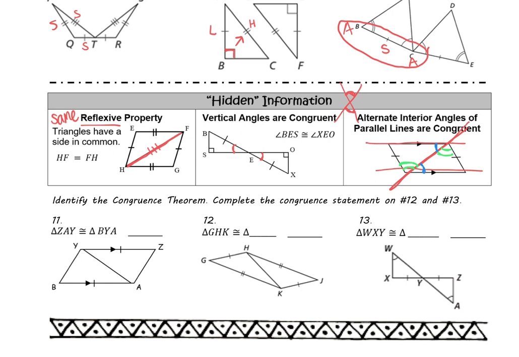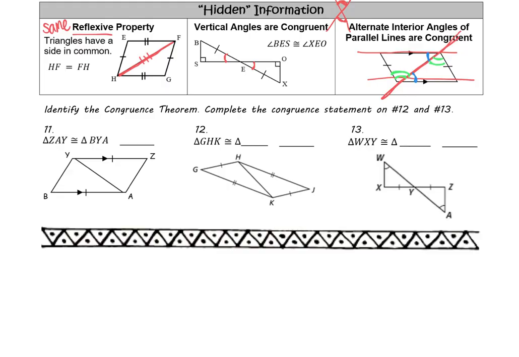So all this is information that they won't necessarily provide for you, but you can add it to the picture so that you can label it. Alrighty, the last section, it says identify the congruence theorem, complete the congruent statement on number 12 and number 13. So for number 11, let's go ahead and label what we do have. Remember, it's 2 triangles, so we only want to go with one of them. You get to pick, it doesn't matter. I'm going to go ahead and go with this triangle over here.